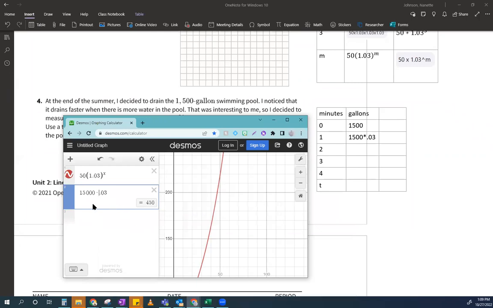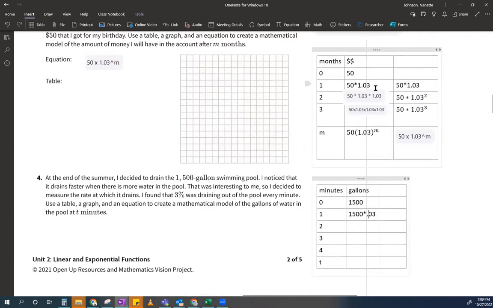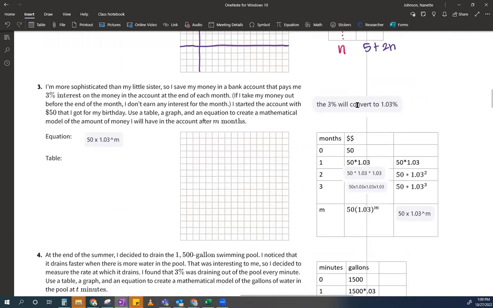Wait, so I had 15,000 gallons. And then after 1 minute, now I have 450 gallons. Everyone says yes or no? No, that's too fast. That's way too fast. So 450 gallons is the amount of water that left. And when we say left, like it left in math, we subtract. So for this one up here, it was 1 plus 0.03. That's how we got 1.03.